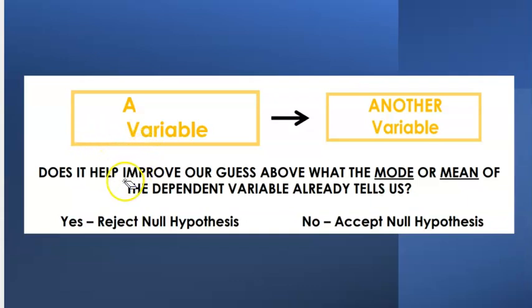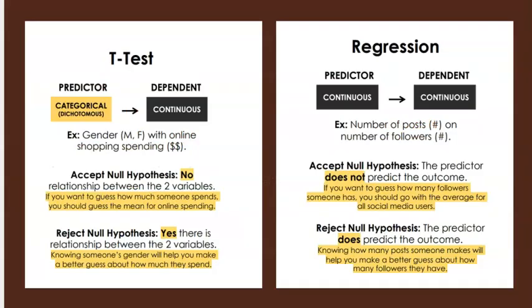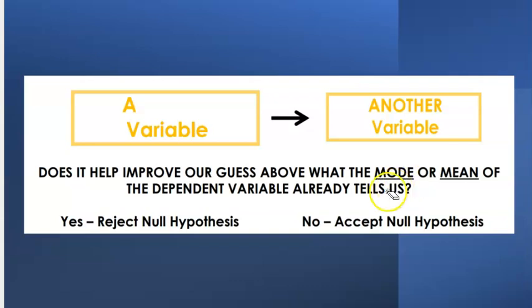So this is one example. Does it help improve our guess above what the mode and the mean of the dependent variable already tell us? The mode and the mean are the most basic way to predict the outcome. But inferential statistics, like the t-test or regression that I showed you, will give you more details about whether it is significant or not. Only by the analysis will you know. You cannot know the significance by the mode and the mean, because that is too abstract.